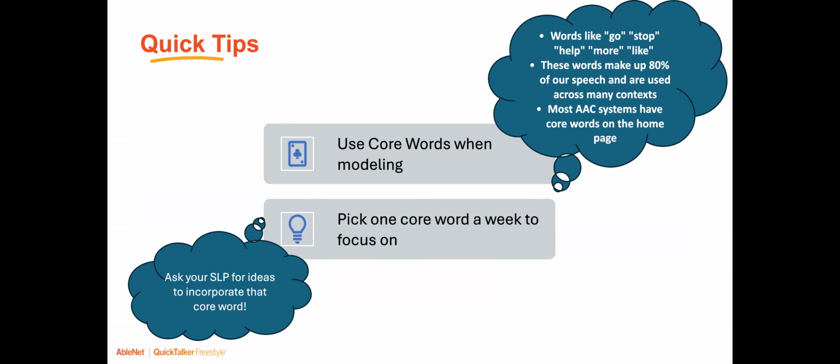Quick tips for modeling. Use core vocabulary words when you're modeling. These words are words that make up 80% of our speech and across many, many different contexts. Most AAC systems that are robust in nature will have core vocabulary words right on the homepage, so you shouldn't have to navigate really deep into folders to find them. So these are words like stop, go, I, more, help. Those are all really great functional words to start modeling with first.